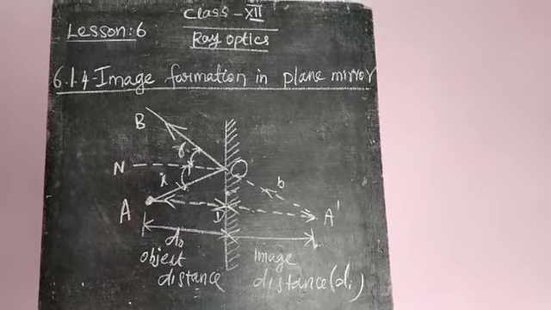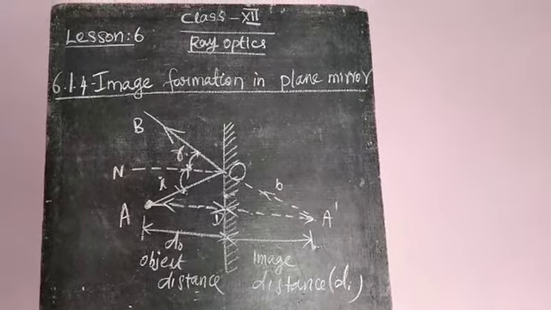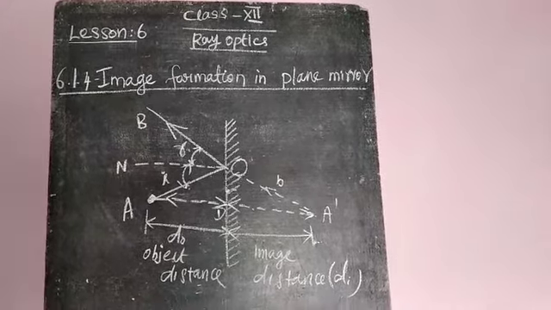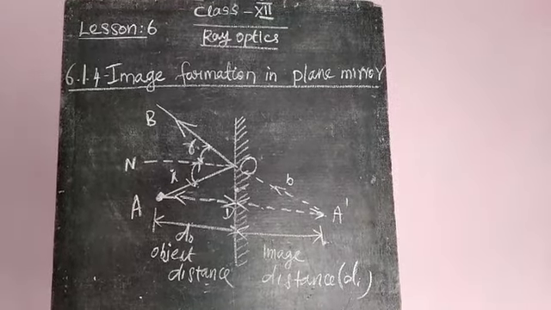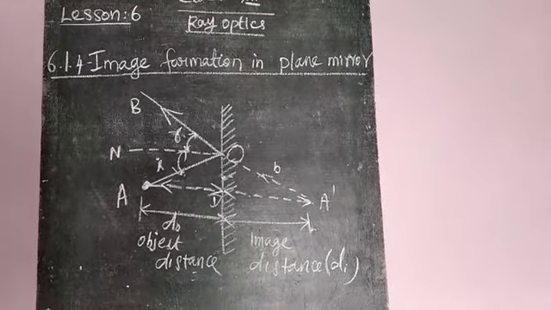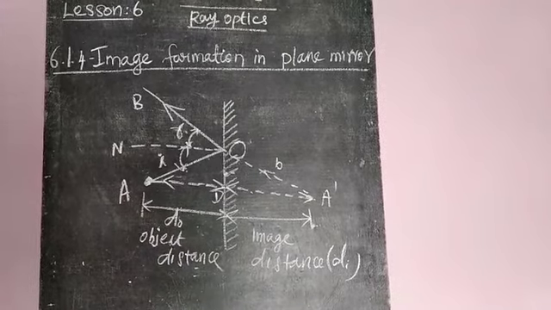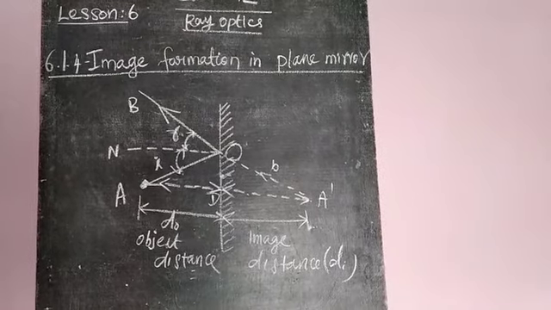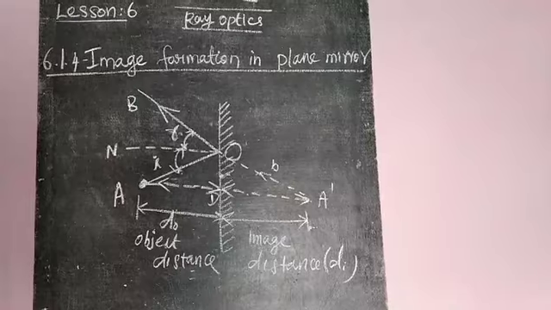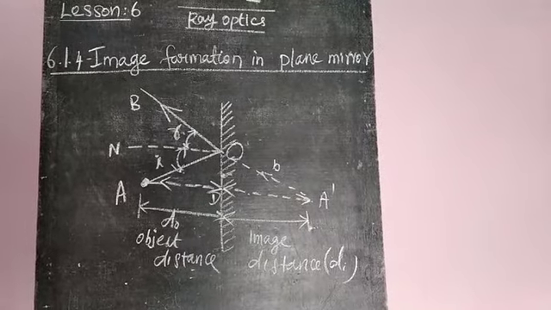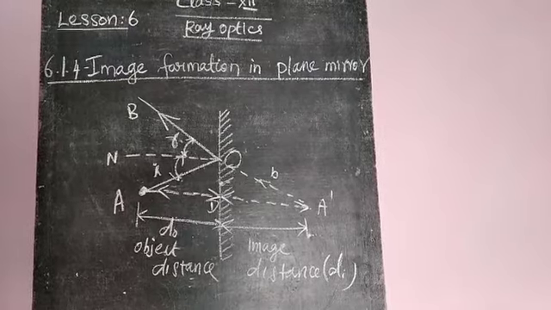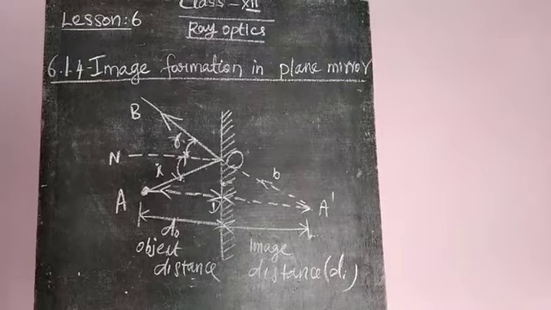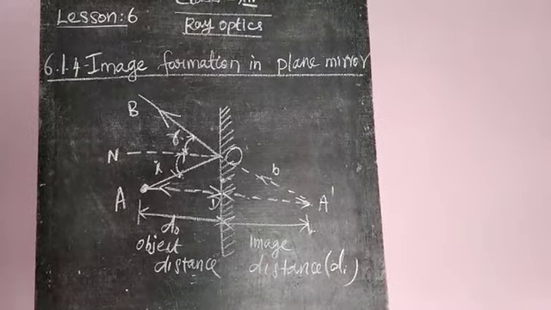Hi students, in this class I am going to teach 12th standard physics volume 2, lesson number 6, ray optics, content number 6.1.4, image formation in plane mirror. Already I told what a mirror is. A highly polished metal, silver, is coated on one side of the glass plate. The glass plate acts as a mirror, so it reflects 99% of the light falling on it.